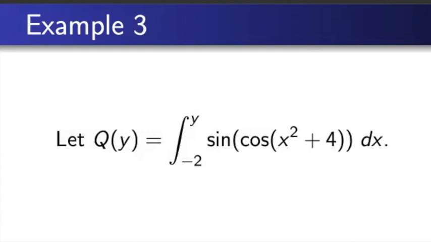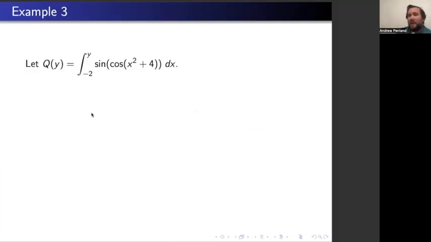Finally, we can let q of y. There's nothing that says I have to use x as the input variable either, and there's nothing that says I can't use x as the integrand variable. I just can't use x for both of them at the same time. But let's say that q of y is equal to the definite integral from -2 to y of sine of cosine of x squared plus 4 dx. So you probably know the question that's coming, and you may already know the answer as well. Question is, what is q prime of y?